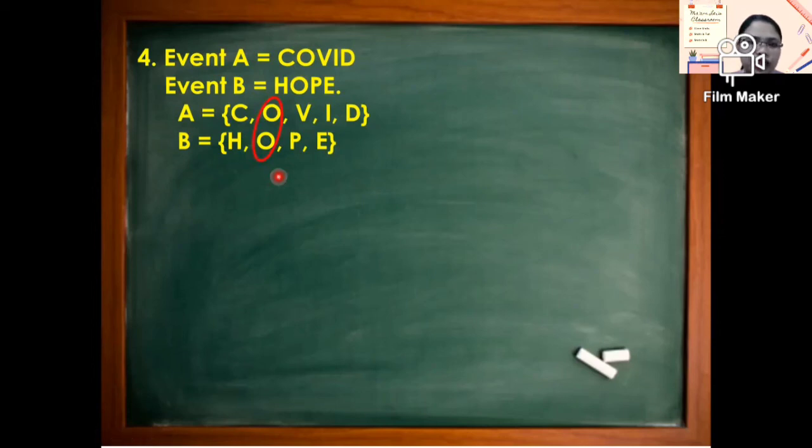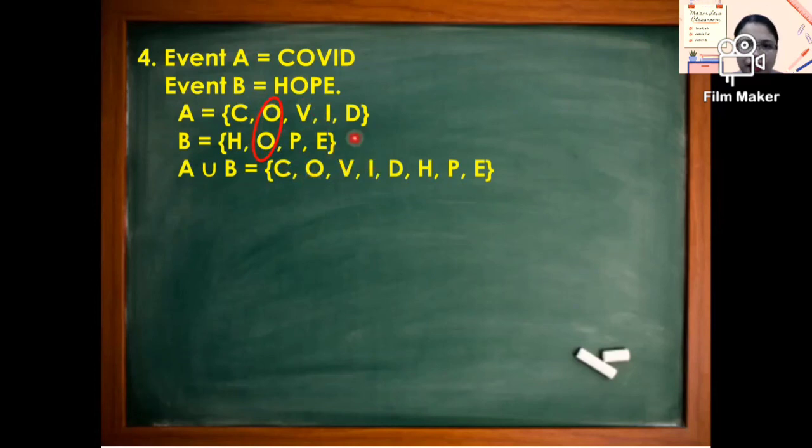So therefore, if you're going to get the union of A and B, we have C, we have O, which is common, so isang O lang isusulat natin. Meron tayong D, meron tayong I, meron tayong V, meron tayong H, meron tayong P, meron tayong E. So these are the union of event A and event B. Since meron tayong common sa A at B, meron tayong intersection. A intersect B is equal to the set of letters which is O. The intersection of A and B is O.